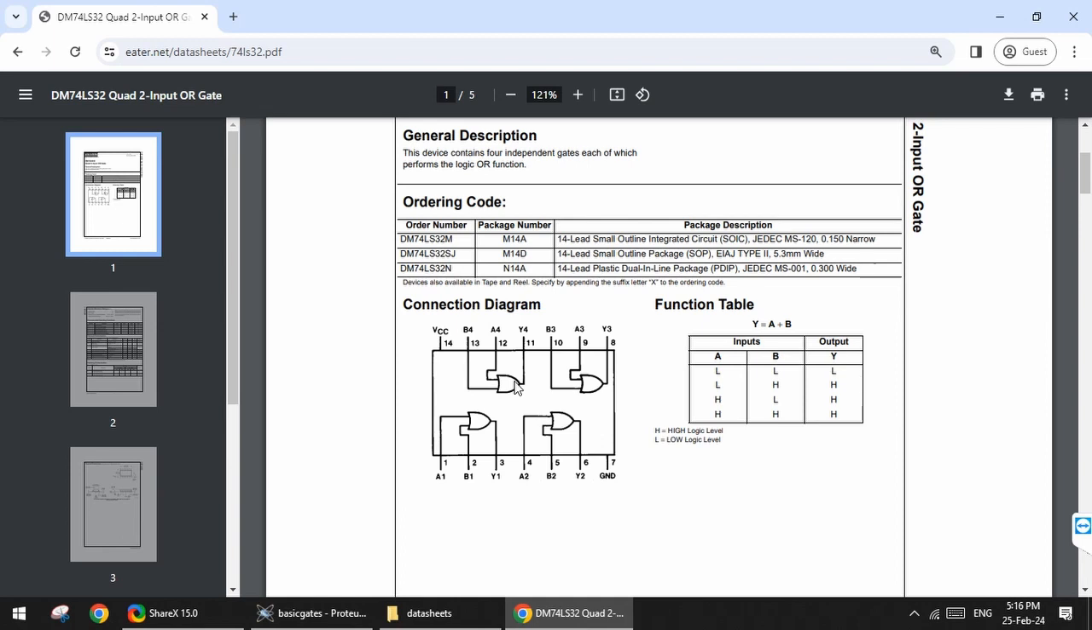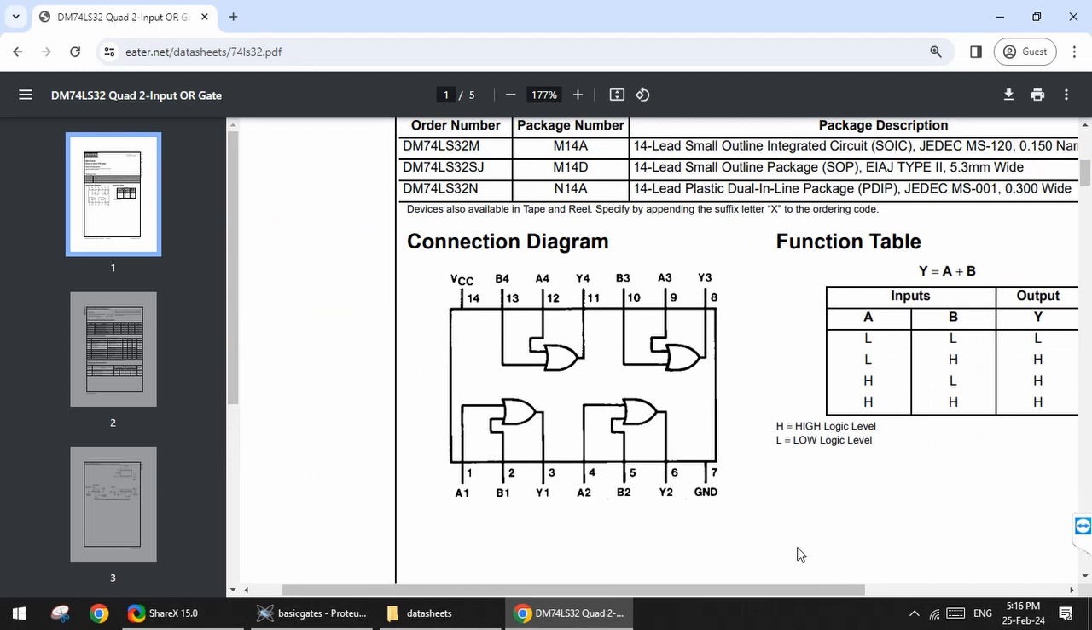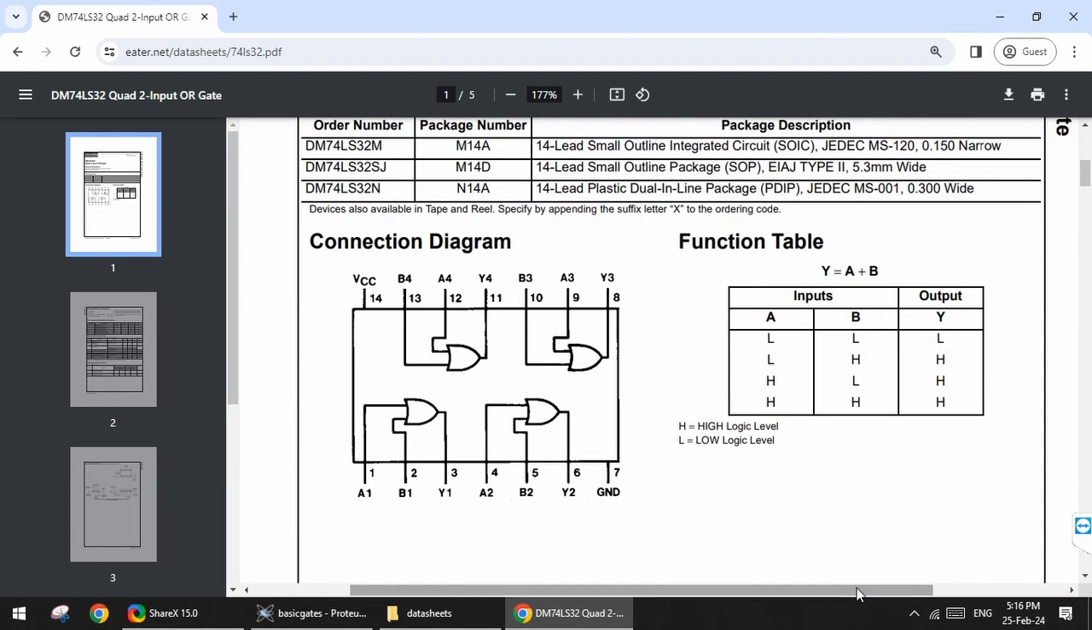So this is the connection diagram, and this is the function table. In the function table, you can easily identify that this is the truth table for an OR gate. The truth table is sometimes labeled as function table in the IC, so it's the same thing. And this is the connection diagram. A few very important things to note here.